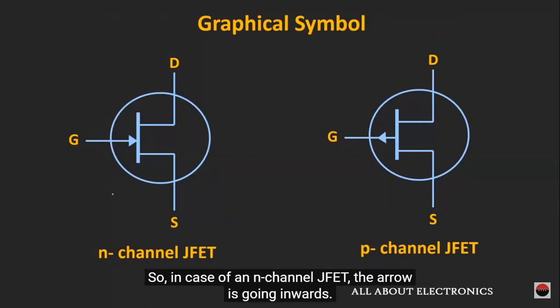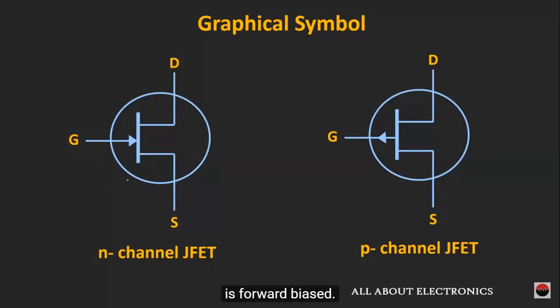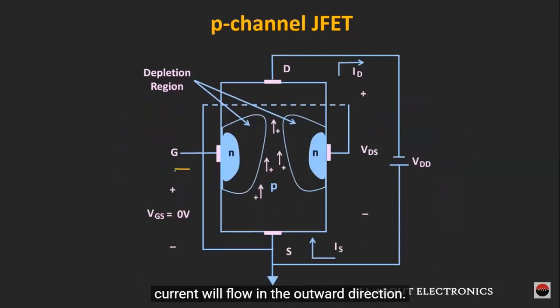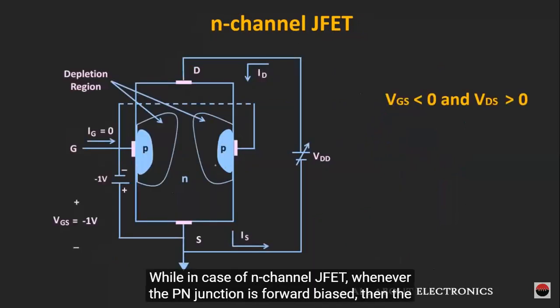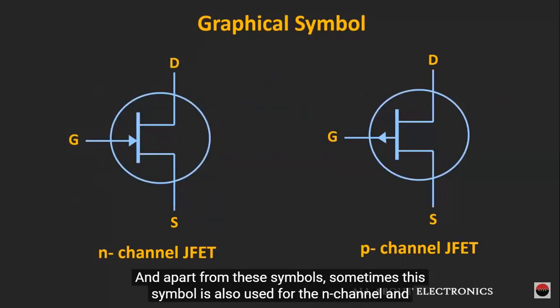So in case of an N-channel JFET, the arrow is going inwards, while in case of a P-channel JFET, the arrow is going outwards. And basically, this arrow indicates the direction of the flow of current whenever the PN junction is forward biased. So in case of a P-channel JFET, whenever the PN junction is forward biased, then the current will flow in the outward direction. While in case of an N-channel JFET, whenever the PN junction is forward biased, then the current will flow in the inward direction.